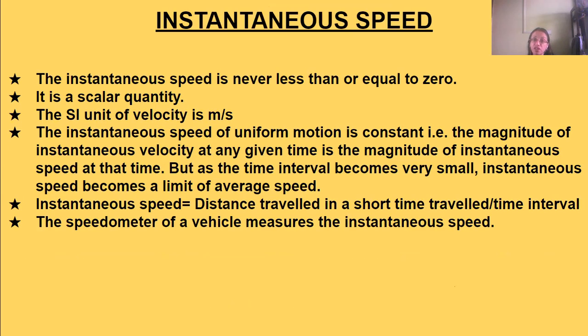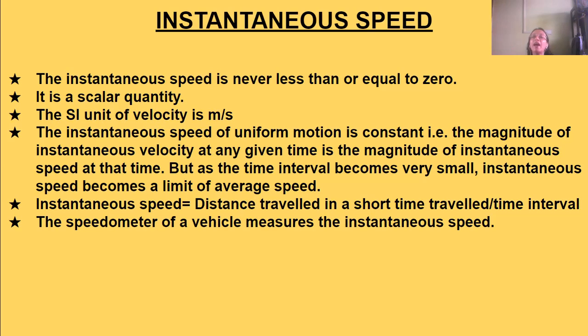It is also a scalar quantity, and its SI unit is meter per second. The instantaneous speed of uniform motion is constant. If it is uniform motion, then the instantaneous speed is constant. That is, the magnitude of instantaneous velocity at any given time is the magnitude of instantaneous speed at that time. That means when there is uniform motion, instantaneous speed becomes instantaneous velocity in a particular direction. Uniform motion, uniform speed it becomes.